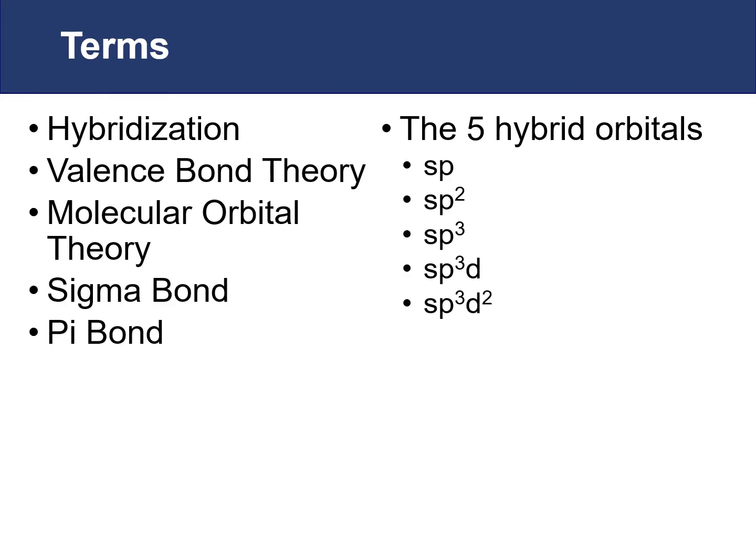Some of the key terms for this series of videos are hybridization, valence bond theory, molecular orbital theory, sigma bond, pi bond, and then the 5 different hybrid orbitals that we will be looking at: sp, sp2, sp3, sp3d, and sp3d2.